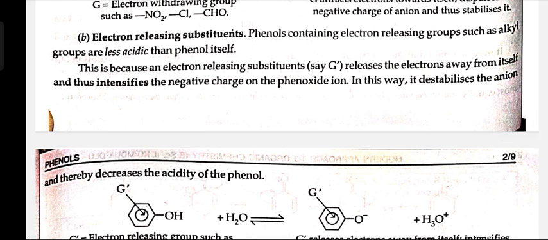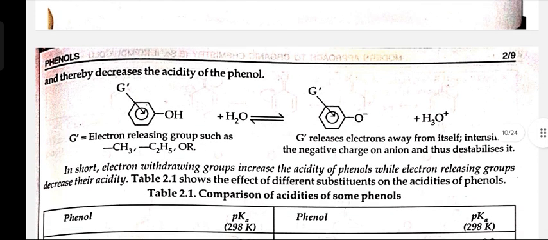Electron releasing substituents. Phenols containing electron releasing groups such as alkyl groups are less acidic than phenol itself. This is because an electron releasing substituent, say G, releases electrons towards the ring and thus intensifies the negative charge on the phenoxide ion. In this way, it destabilizes the anion and thereby decreases the acidity of phenol.